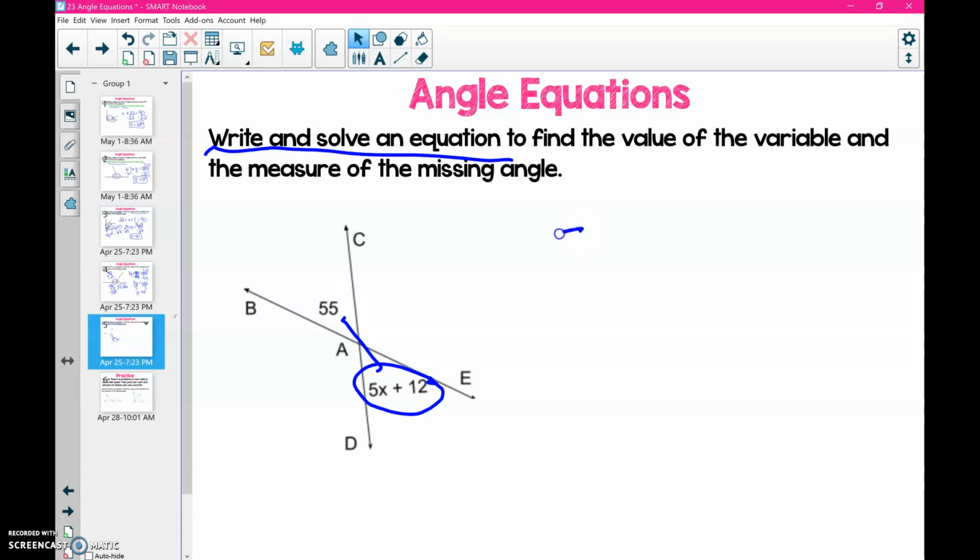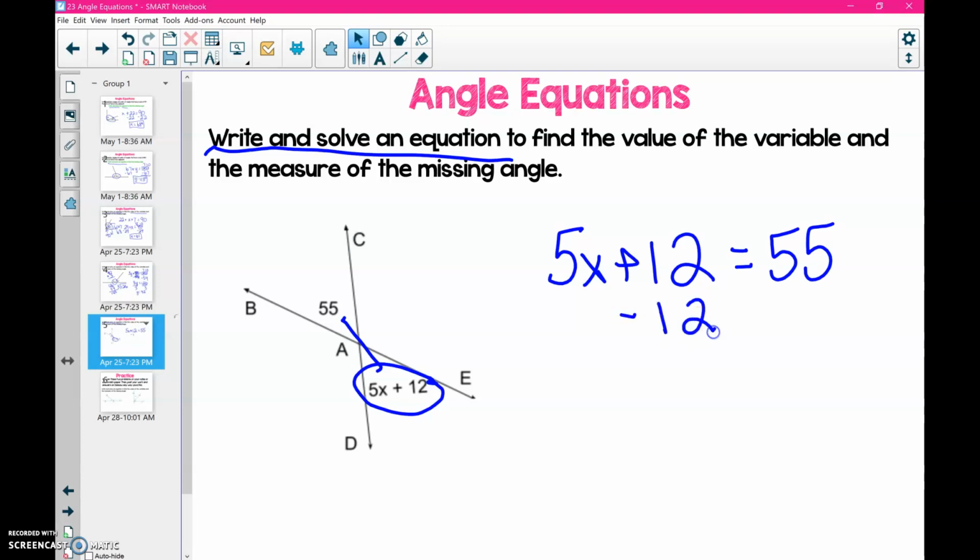So we are just going to set that up as 5x plus 12. We know that's supposed to end up being 55 because since they're vertical angles, it's going to be the same as the one across from it, which is 55. So this is going to equal 55. Okay, so again, two-step equation. We always deal with the addition or subtraction first. So we're going to subtract 12, because that's what we need to do to undo that. It keeps 5x still, but now we end up with 43.